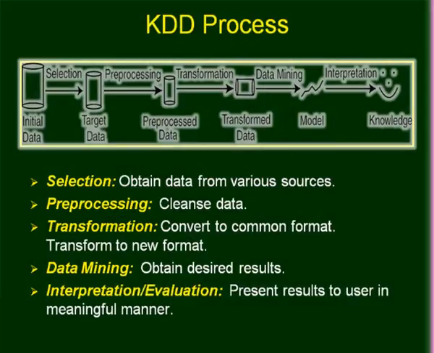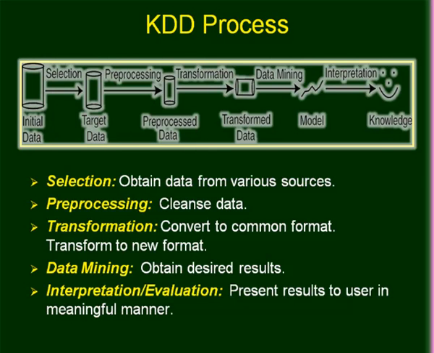Next topic is the KDD process, the knowledge discovery process. In this process, we have several stages. First, initial data is considered. Then by applying the selection process, we identify the target data. The selection process basically obtains the data from various sources.